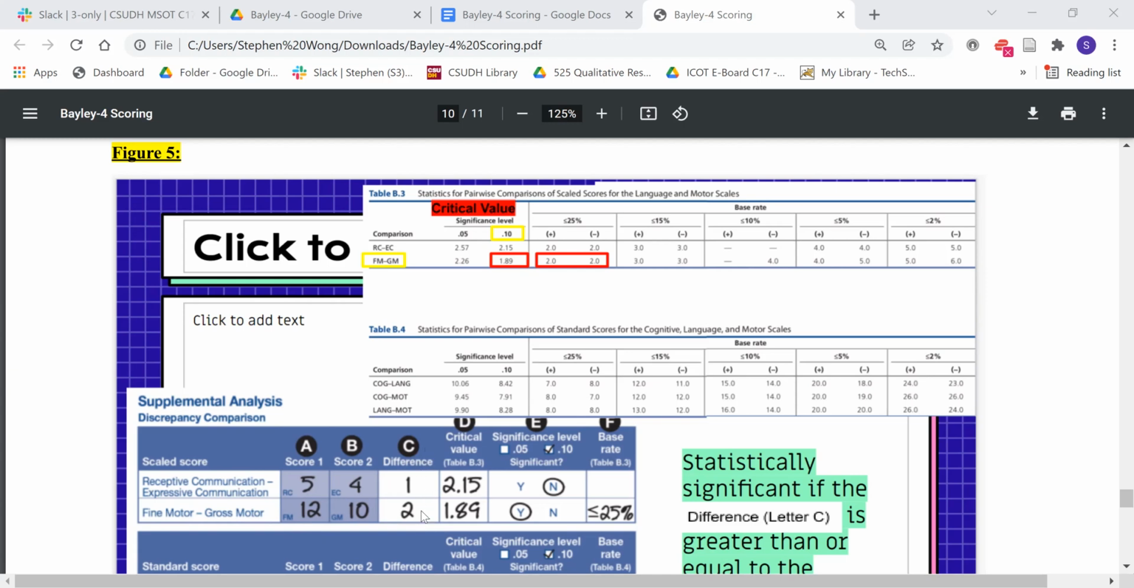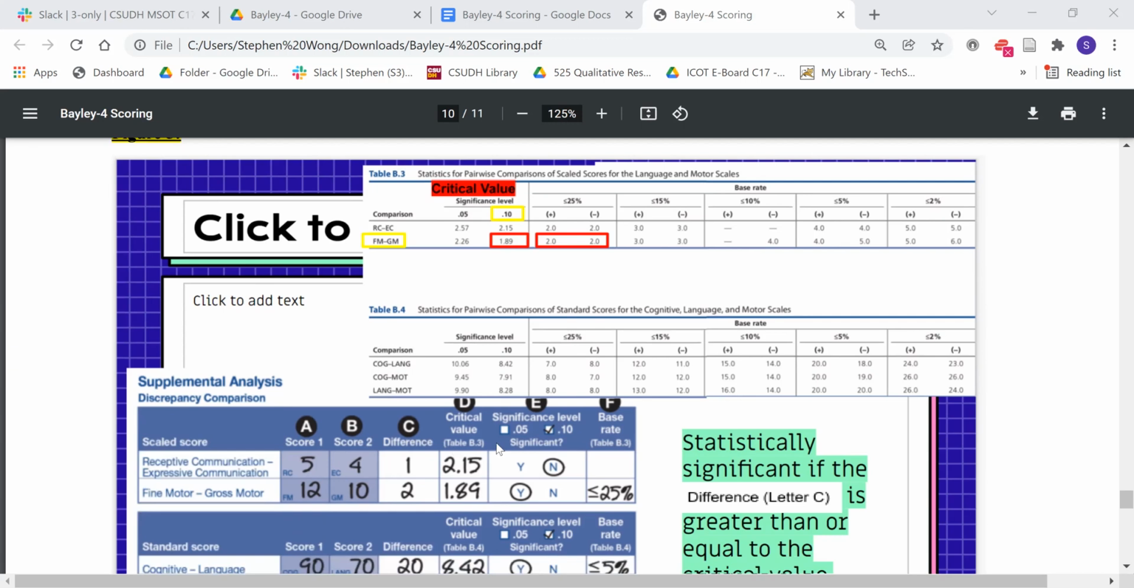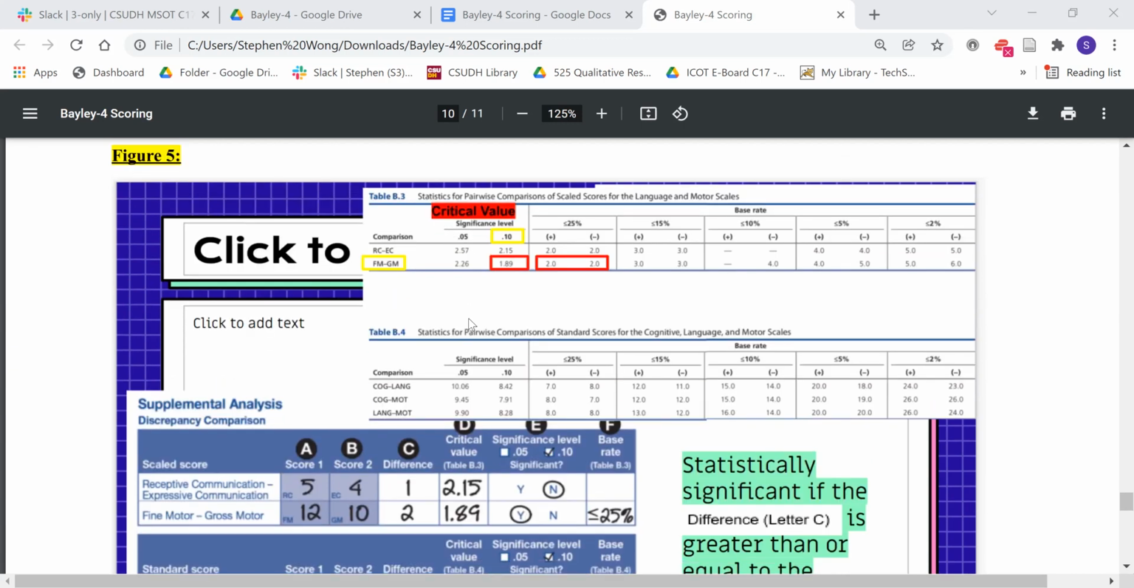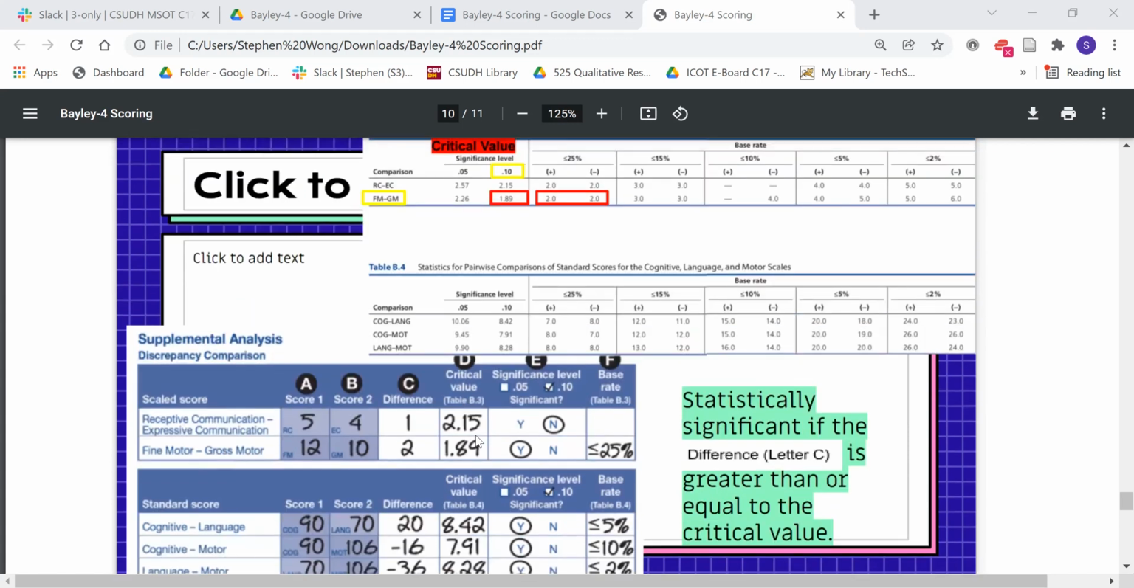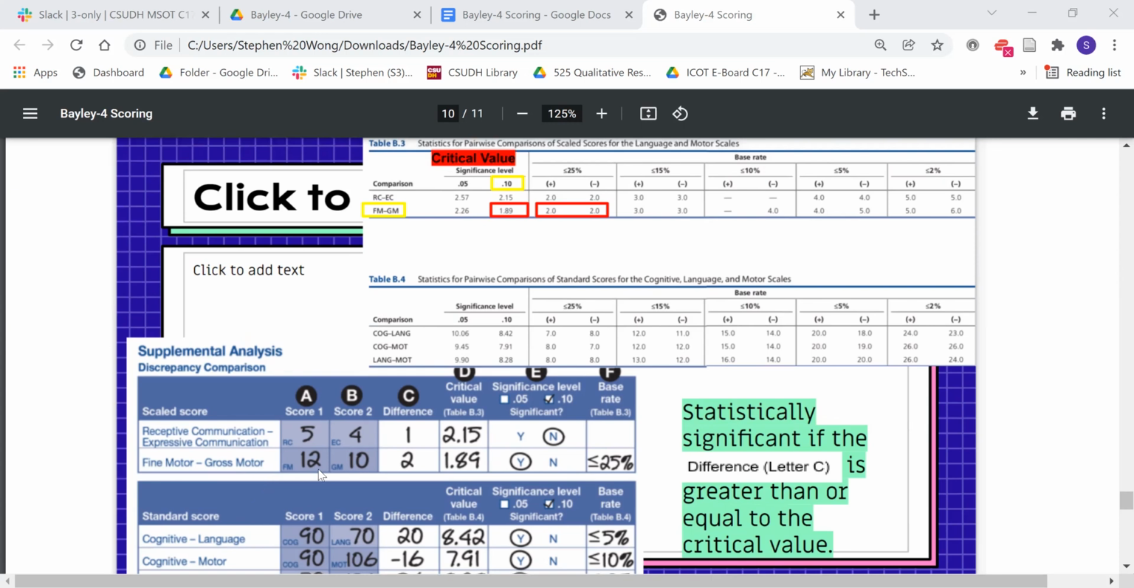And then once you have the difference, you would go to the corresponding table. For this one, you would go to table B.3, which is right here. But for the other scores, you have to make sure you look at which table you go to. For this one, you would go to table B.4. The difference is B.3 is for scaled scores and B.4 is for standard scores. I'll do an example from the standard score later as well. But currently we're on this one, scaled score.